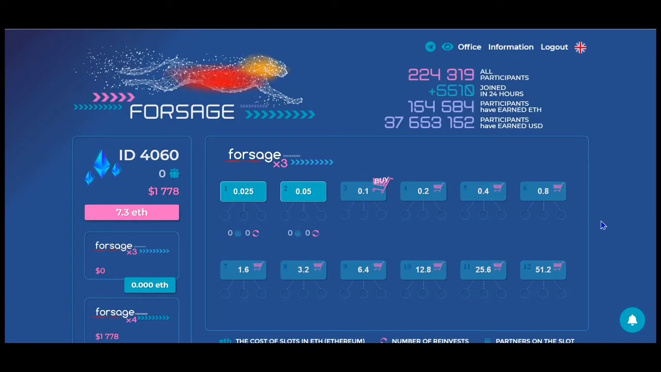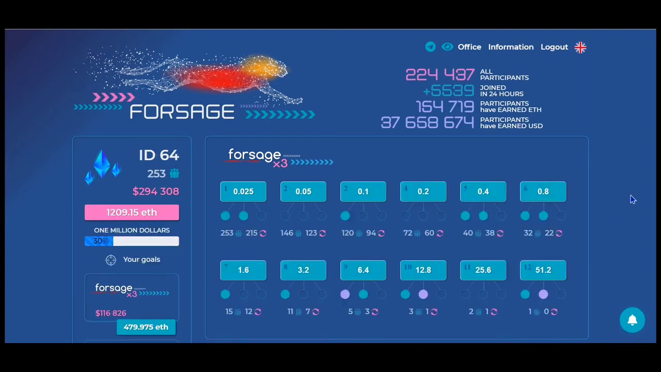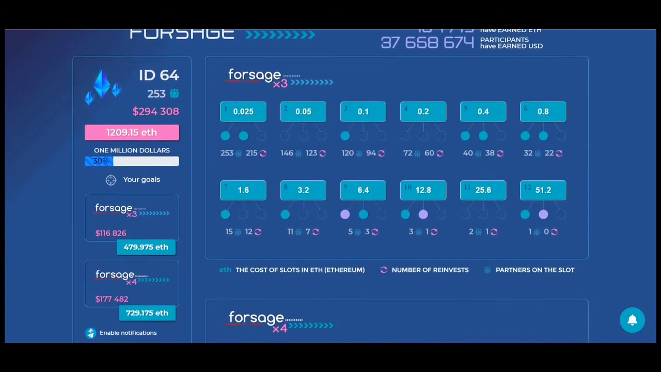Now, I want to hop over to another page, the page of my sponsor, and show you the opposite extreme of this. So real quick, just for fun, this is my sponsor's page. He has personally sponsored so far 253 people, of which I am one. So far, he has made $294,308 in Forsage by actively working it.